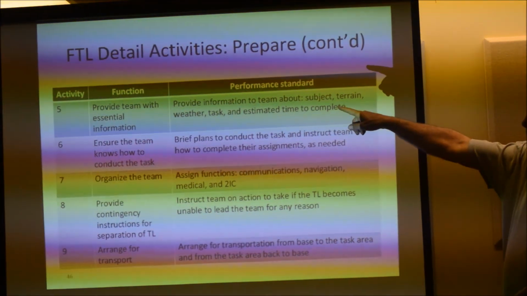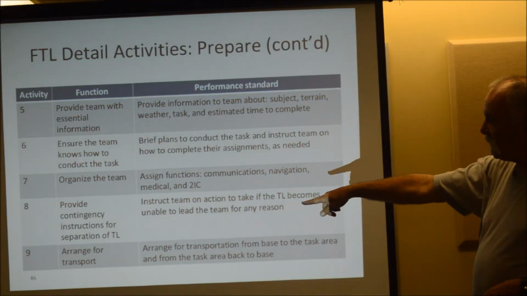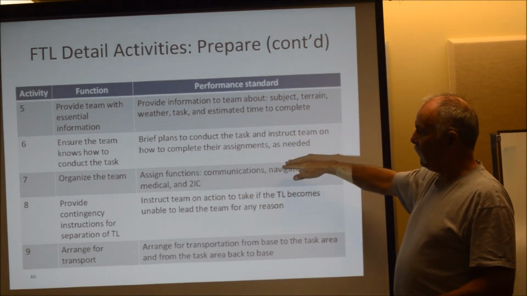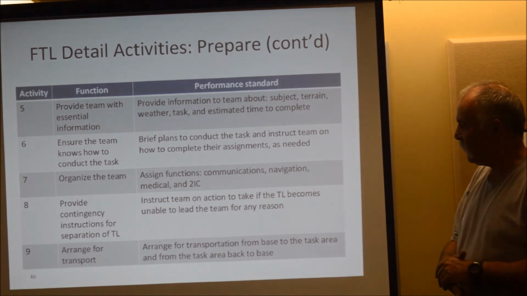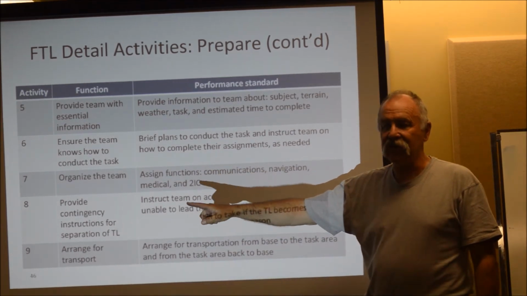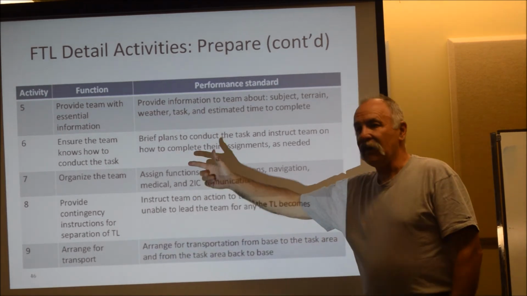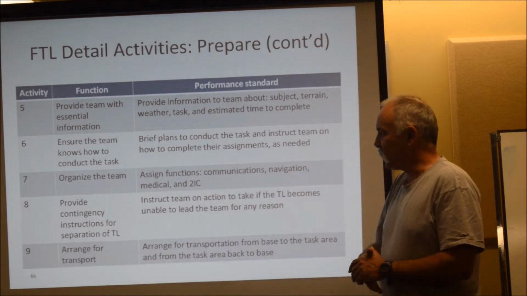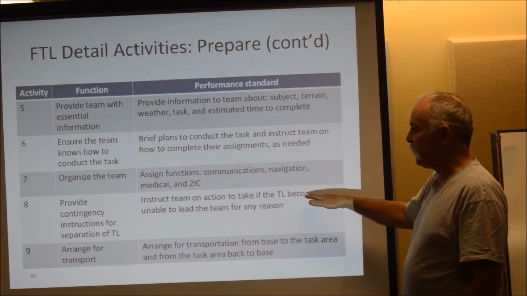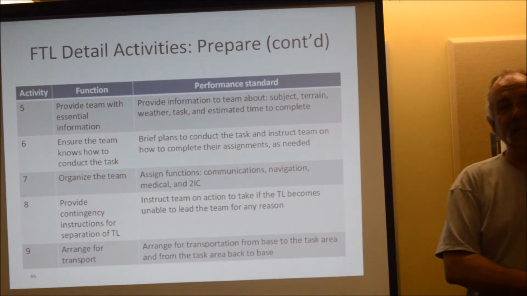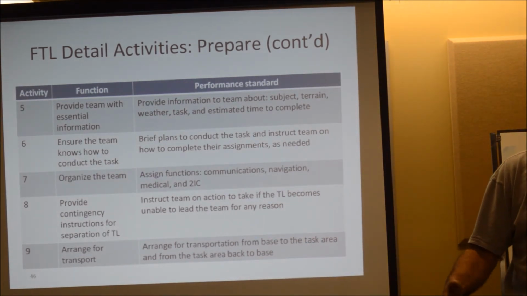Again, the activity numbers here are essentially broken down, same list as before, except now these are the performance standards that you'll be looked at. For example, provide contingency instructions for separation of the team leader. You have to leave the team for some reason or other. Instruct the team on action to take if the team leader becomes unable to lead the team for any reason. That means you're incapable of leading or you are physically not able to be there for a reason.